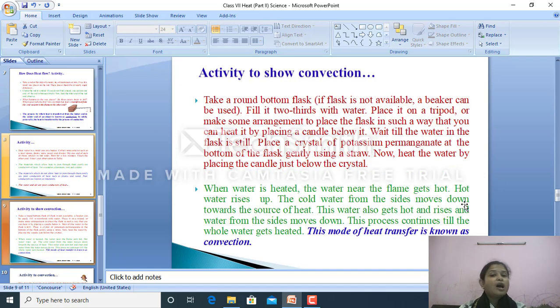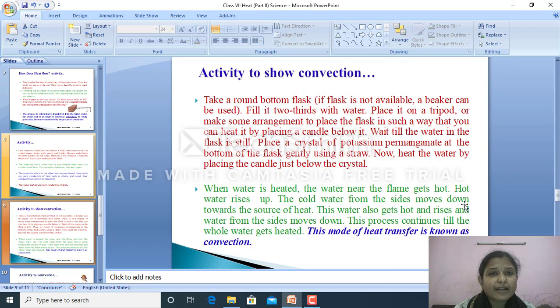Now conduction we have done. Conduction means in solids the heat is transferred from a hotter object to a colder object. Now we will study about convection. Convection is the mode of transfer of heat in liquids as well as in gases. So first we will study about liquids, how the heat is transferred in case of liquids.